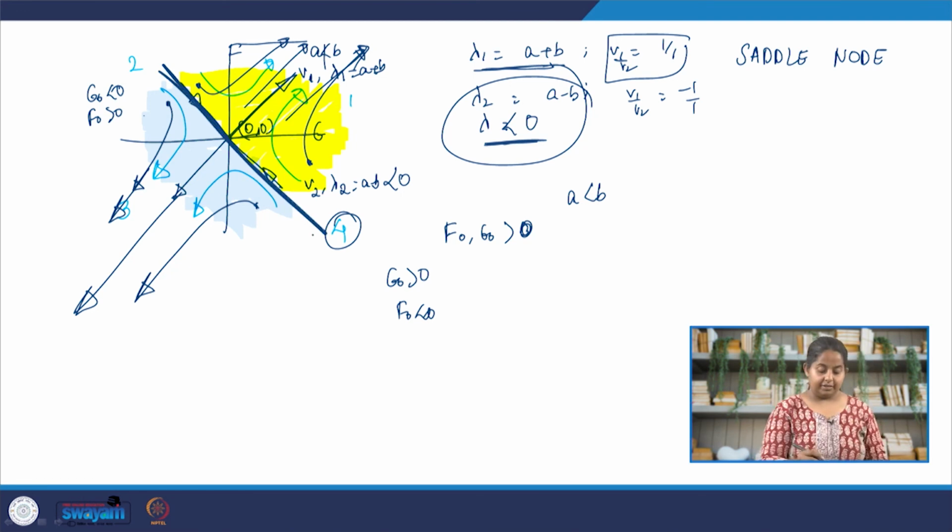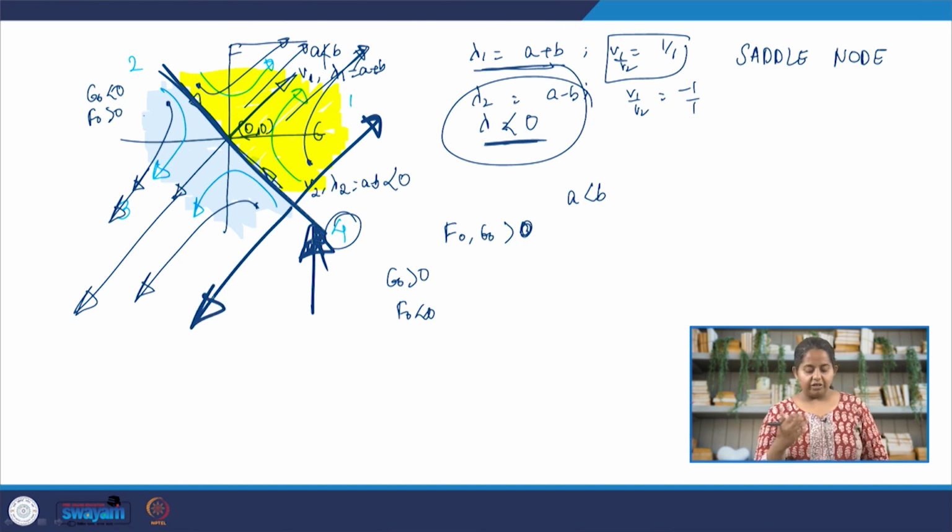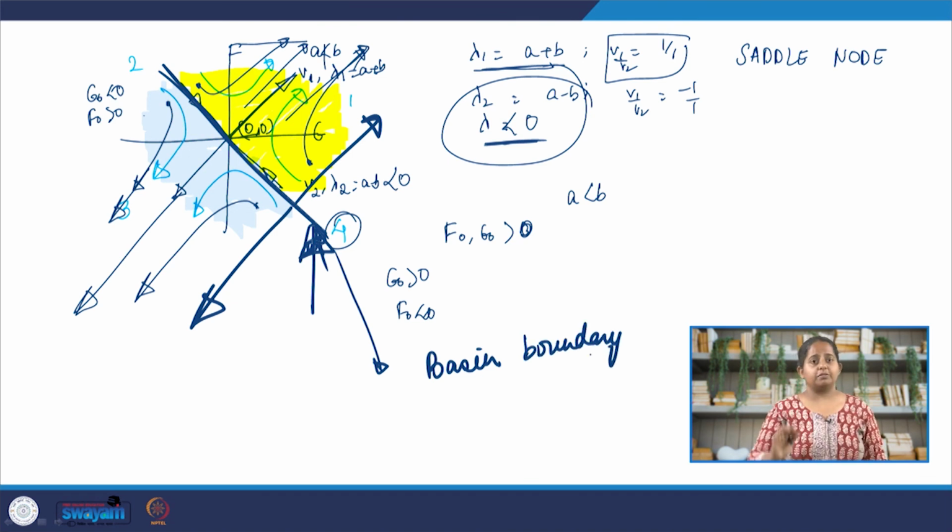above this particular line, they are in the zone where they'll have positive feelings for each other. But if the starting values of F and G are below this line, then F and G are going to tend to minus infinity. So this is known as a basin boundary, because it is separating two different basins. One is going towards plus infinity, the other is going towards minus infinity.